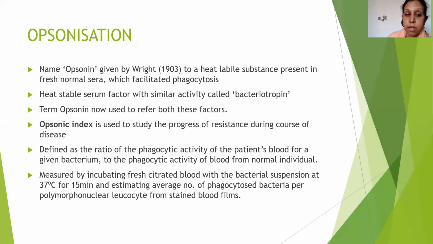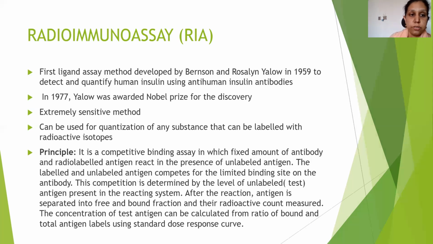You just have to know that the opsonic index is measured by incubating fresh citrated blood with the bacterial suspension at 37 degrees Celsius for 15 minutes. And we have to estimate the number of phagocytosed bacteria per polymorph in the blood film. That's how we measure this index. And that index is used to study the progress of resistance during the course of disease. So you just have to have some knowledge about opsonization.